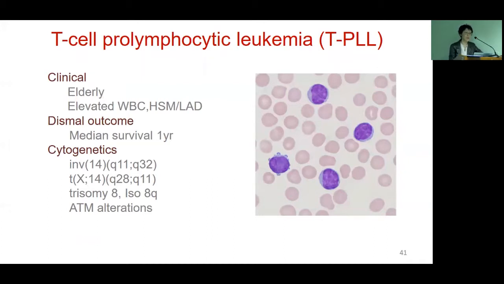This is an example of a group of diseases that we selected for study in our research lab several years ago. This is T-cell prolymphocytic leukemia. This is, again, another very aggressive form of mature T-cell leukemia, typically involving elderly patients. They present with elevated white counts, as well as lymphadenopathy and hepatosplenomegaly. And many of them have a very dismal prognosis with median survival of 1 year.